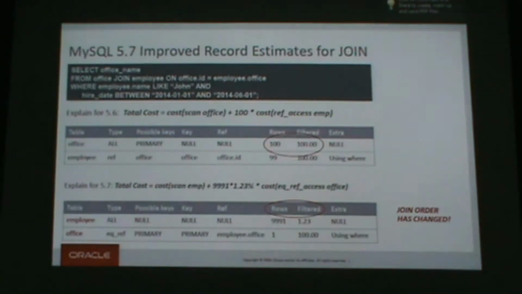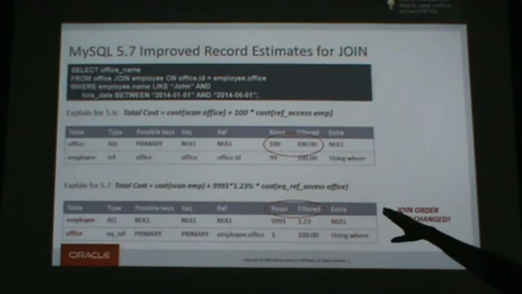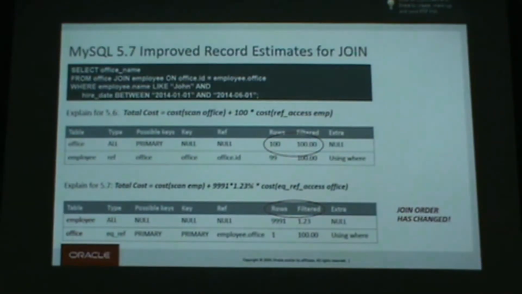So what used to happen was, since office has just 100 rows and you are joining on a primary key, you just go with office because it has fewer rows, 100. Then for every row selected in office ID, you check whether there is a matching row in employee, and then you finally apply the where condition. So this was the join order chosen earlier. The first table was office and the next was employee.